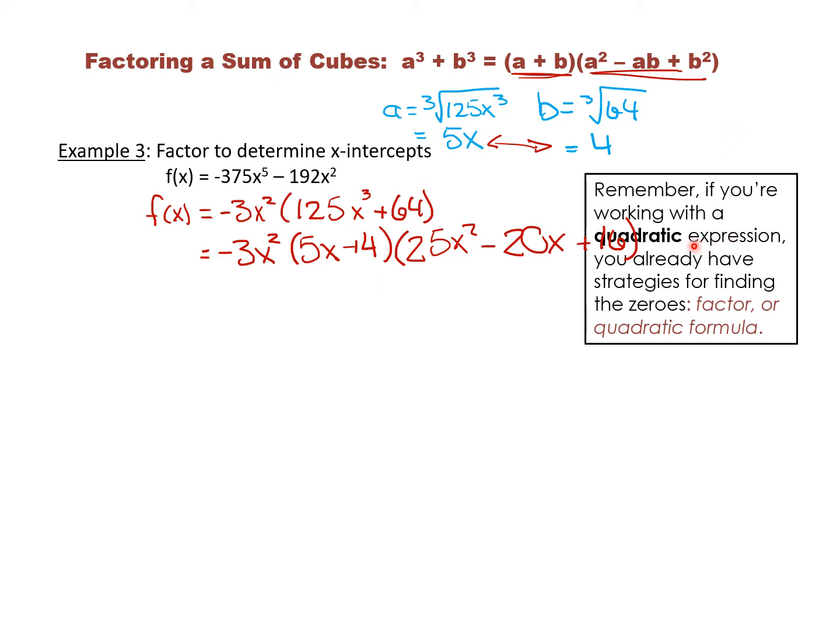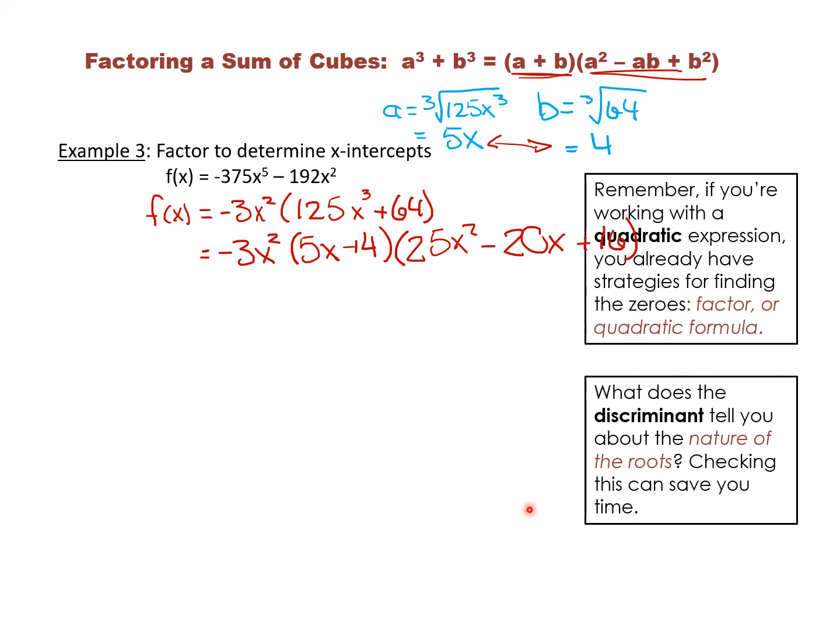So remember, if you're working with a quadratic like this one, you already have strategies for that. This is the power of 2, so we can factor this or use the quadratic formula. You could have done this for me in grade 10. If I just gave you this piece and said find the x-intercepts, you would hopefully know to factor or to use the quadratic formula. But one other thing I want to talk about here is the discriminant. What does the discriminant tell you about the nature of the roots? Checking this can save time, so let's talk about the discriminant right here.